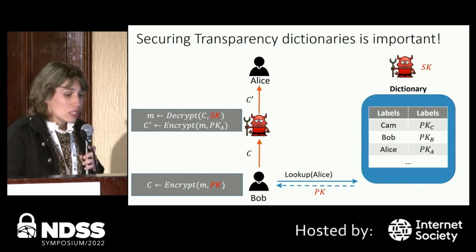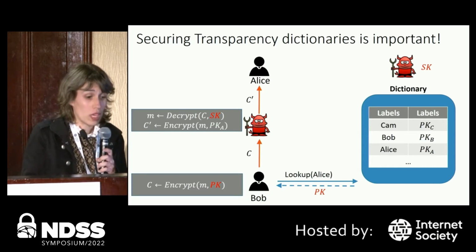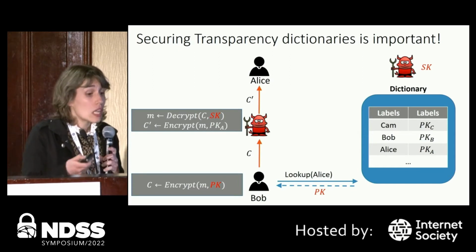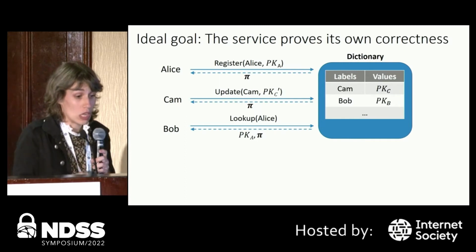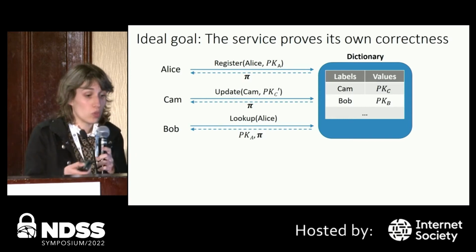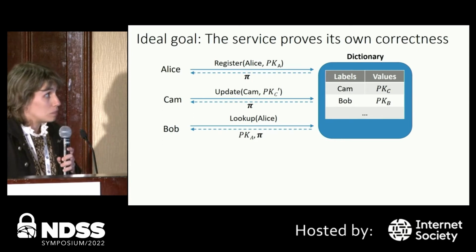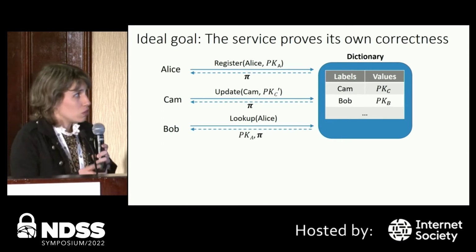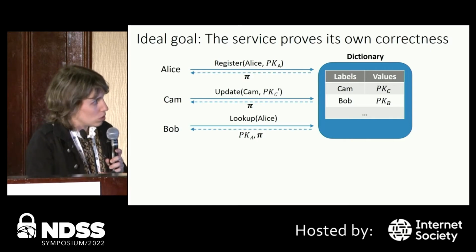So because Alice and Bob do not trust the dictionary, they cannot be sure that no one is eavesdropping unless they have some assurance that the service is operating correctly. And ideally, this assurance will come from the transparency dictionary itself. So whenever the dictionary executes some operation, it should produce a proof that attests that this operation was executed correctly. But what does it mean for the service to execute correctly? Or what should these proofs attest?